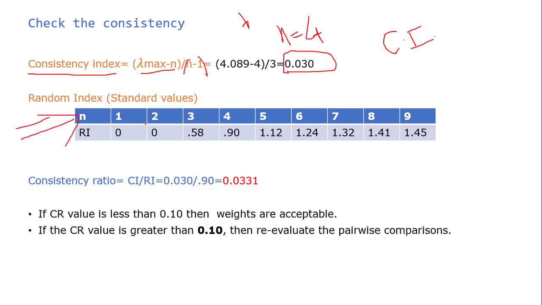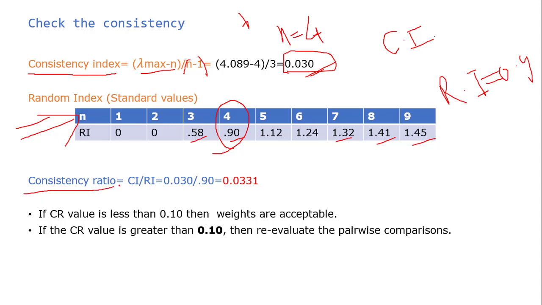Once CI is calculated, the value of RI you need to remember. The value of RI: if criteria is 1 then 0, if criteria is 2 then 0, if criteria is 3 then 0.58, if criteria are 4 then 0.90, if criteria are 5 then 1.12, 6 this, 7 this, 8 1.41, 9 1.45. In this case, how many criteria are there? 4. So RI will be 0.90. Very simple, no formula, we can see it directly with the help of this table. So the random index for this case equals 0.9, and CI is 0.030.